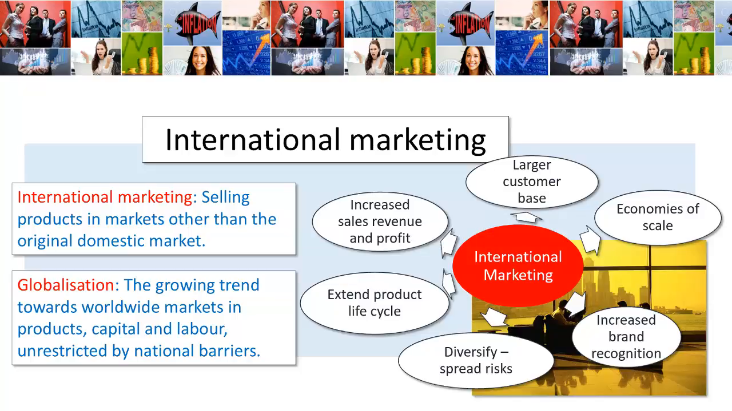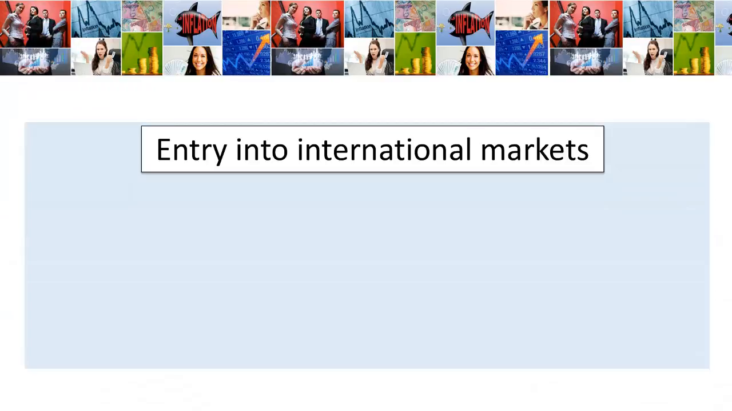Why international marketing? Well, it gives firms a larger customer base. It enables economies of scale, increased brand recognition. We're spreading risks. If one market tanks, then the business has still got other markets which they are competing in. It can extend the product life cycle. Products may last longer in some markets than others. And definitely increase sales revenue and profit. That's what it's all about. Worldwide market, more customers, more profit.